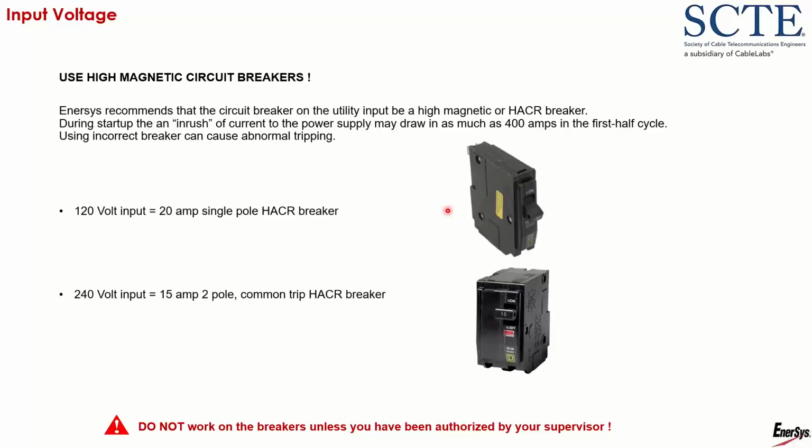If you have utility circuit breakers out there on your power supplies that tend to be tripping more often than not, check them to see if they're high magnetic. Again, this is high voltage, so unless you are trained and authorized to work on this by your supervisor, don't.